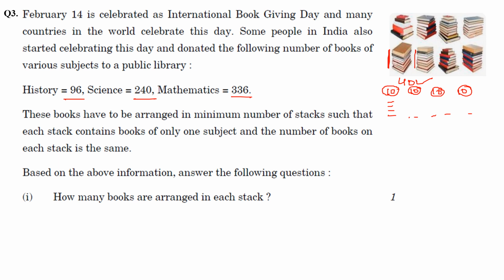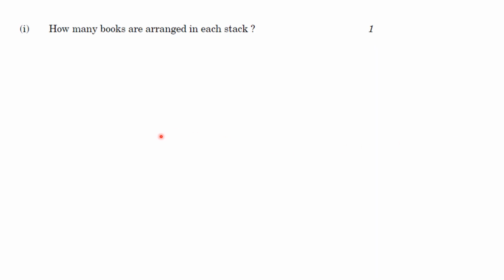Okay, many times I've seen that children will see, oh, minimum, so you have to find LCM. It is not like that. You have to interpret the question properly. Now moving to the first question. How many books are arranged in each stack? So I have told that you have to find the HCF of 96, 240 and 336.